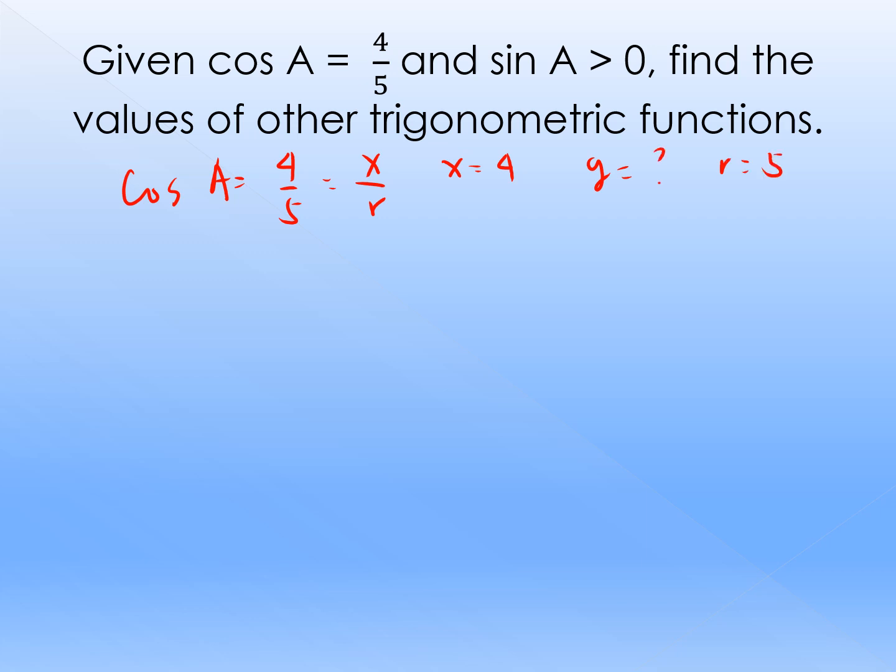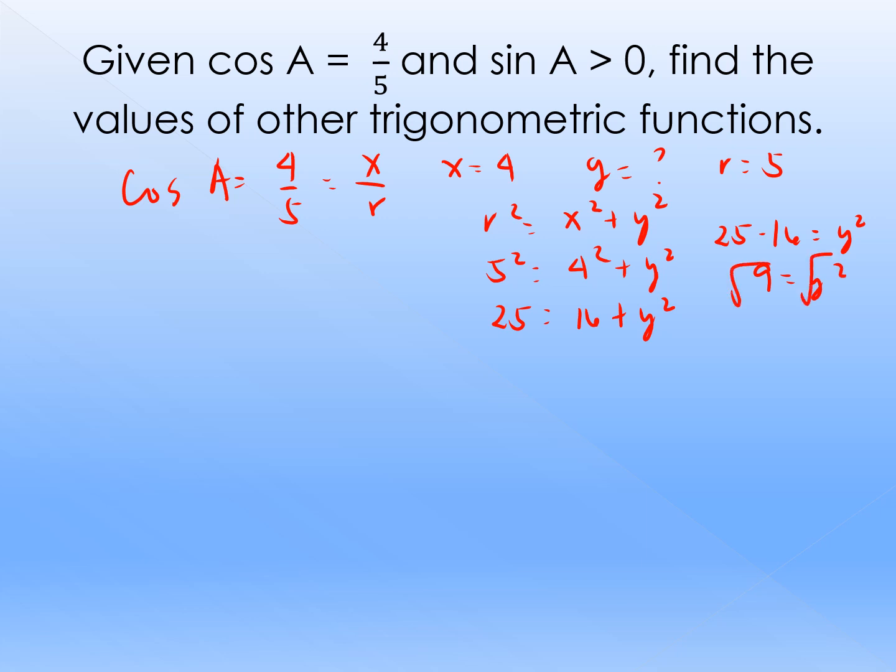We're looking for y. To find the value of y, we're going to use r squared is equal to x squared plus y squared. So we have r, which is 5 squared, is equal to x, which is 4 squared, plus y squared. 5 squared is 25, equals 16 plus y squared. Let's transpose 16. We have 25 minus 16 equals y squared. 25 minus 16 is equal to 9 equals y squared. Taking the square root of both sides, we have y is equal to 3. Therefore, we have the values x is equal to 4, y equals 3, and r equals 5.